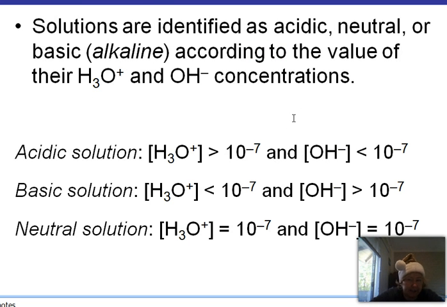Solutions are identified as acidic, neutral, or basic, according to the values of their hydronium ion concentration, which is basically H+, and their OH concentrations. An acid solution is anything smaller than 7. A basic solution is anything greater than 7. This is very similar to Arrhenius's. If it's an 8, it's basic. If it's a 2, it's acidic. If it's exactly 7, it's neutral. Don't panic.